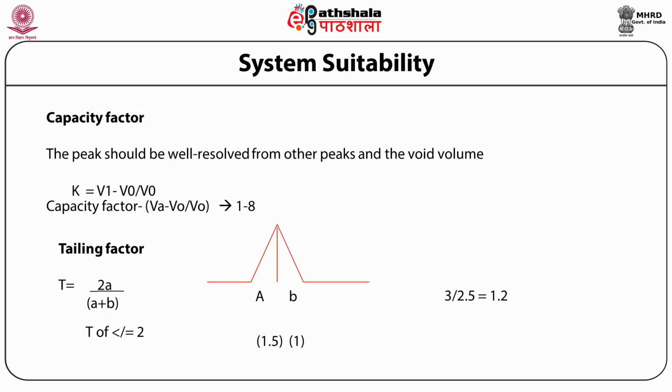The next is the tailing factor. If the peak shape is good, then the tailing factor should be less than 2. This is calculated as 2a by a plus b from the peak, as shown in the figure, and it should be less than 2, which shows that the tailing is low. You should not take a bell-shaped curve with a very prolonged tailing for your analytical separation or for further validation purposes.